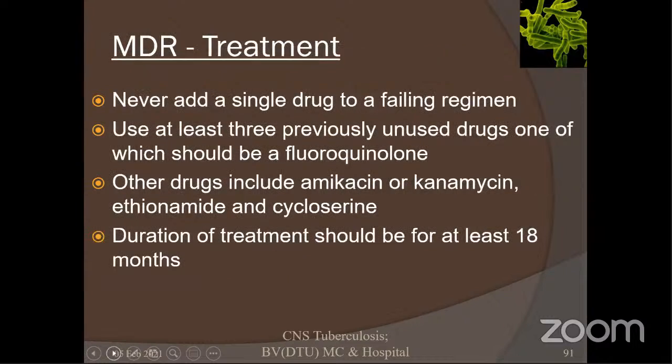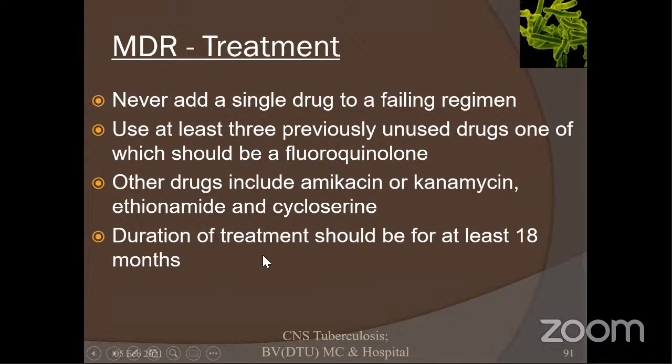Never add a single drug to a failing regime. That's a dictum. Use at least 3 previously unused drugs, one of which should be a fluoroquinolone, whenever you suspect multi-drug resistant tuberculosis. Other drugs include amikacin, kanamycin, ethionamide, and cycloserine. Of all these, I have used ethionamide with a fluoroquinolone.